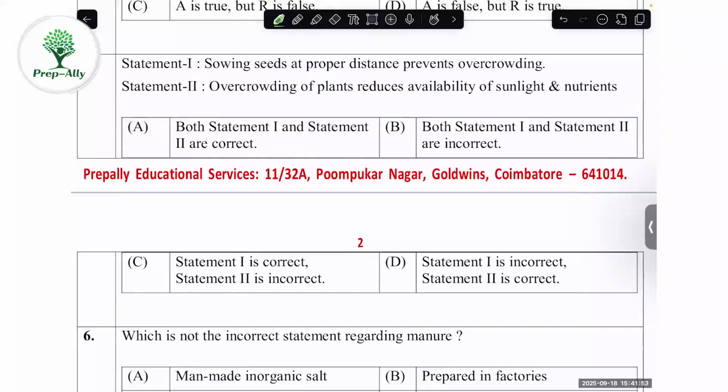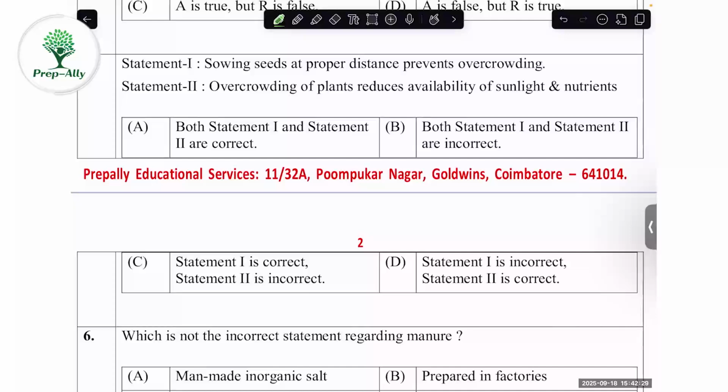So the seeds should be spread evenly while sowing. That's why only then they can get the proper nutrients and proper irrigation water. Or else some seeds will get crowded together, and a few seeds won't get nutrients. That's why the seed drill is used in large fields, especially. So statement one, sowing seeds at proper distance prevents overcrowding. Yes. Overcrowding of plants reduces the availability of sunlight and nutrients.